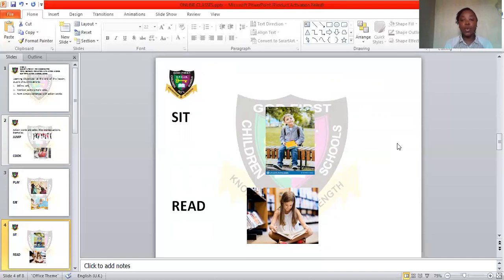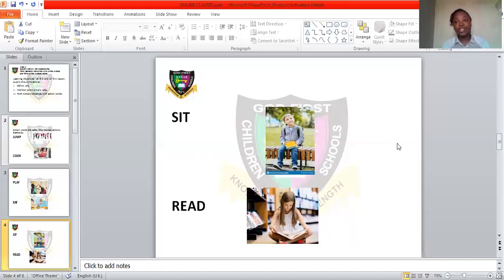The next example, we have read. We read our books every day. We read storybooks, we read our school books. We are carrying out an action whenever we are reading our books. If you look at the picture, the girl is reading. The action she's carrying out is she is reading. So the verb in her action is read.